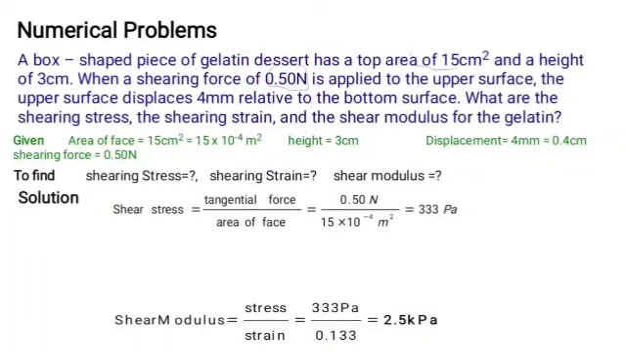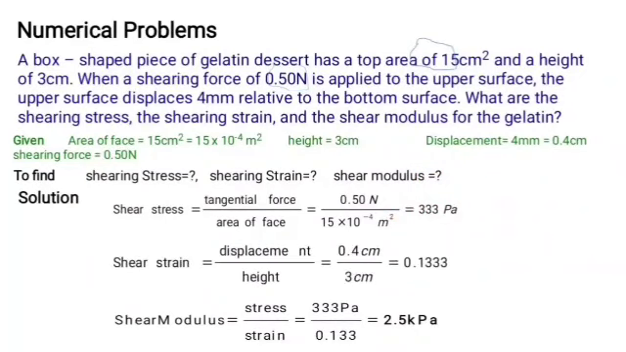Solution for this: shearing stress is given by tangential force divided by area of the face. Tangential force is given as 0.5 Newton, divided by area of the face, which is 15 into 10 power minus 4 meter square. So shearing stress comes out to be 333 Pascal. Similarly, shearing strain is given by displacement divided by height. Displacement is given as 0.4 centimeter and height is given as 3 centimeter.